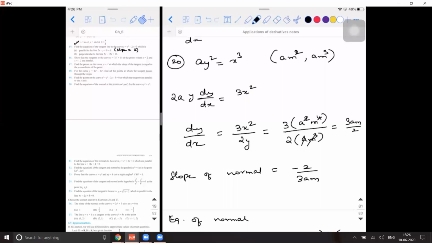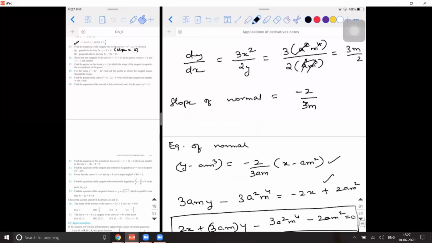Then you will not have a at all in the equation. Yeah, thank you. So a square. This will also be a square. This will get cancelled. So what will you be left with? You will be left with 3m by 2 minus 3 by 2m. Sorry, minus 2 by 3m. Yes.